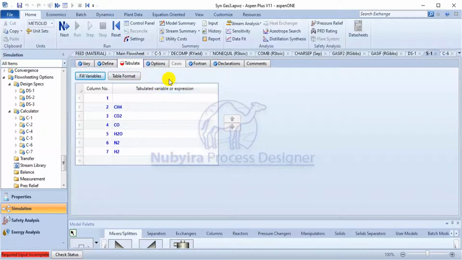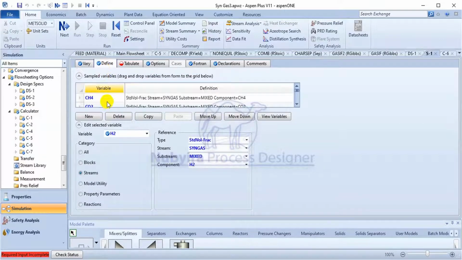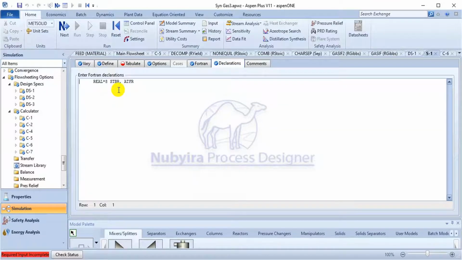This is the place where you put the variable you want to be listed from the variable you define here. This is the flowsheet variable. We define the flowsheet variable here by giving it an identifier. Then you pick the reference to the variable from the flowsheet here. Then you can define a Fortran variable. So you can tabulate the two, and for the Fortran you write the code for the Fortran variable here like this. I declare it like a variable: the steam to boiler ratio and air to fuel ratio. This is the equation for it.